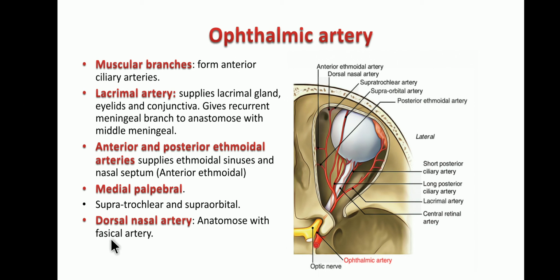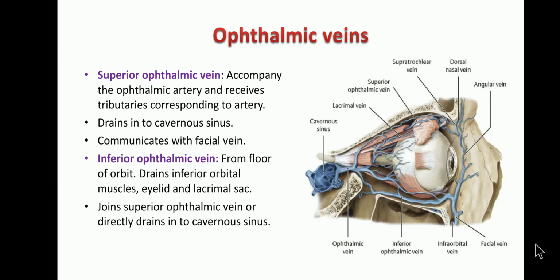So kindly excuse the spelling, somehow a mistake has happened here. It is FACIAL. Okay. So on the medial wall, mainly it gives the anterior and posterior ethmoidal arteries, the medial palpebral and the dorsal nasal artery. So that is mainly about the ophthalmic artery.